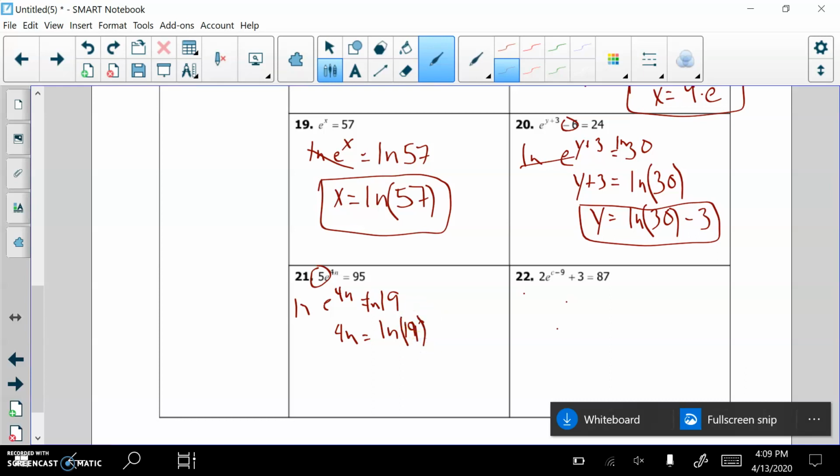Now when I divide by 4, I can put that whole thing over 4. It's not 19 divided by 4. It's the natural log of 19 divided by 4. So I'm just going to put 1/4. I kind of like doing that. 1/4 natural log of 19. That way I'm not tempted to take 1/4 of 19.